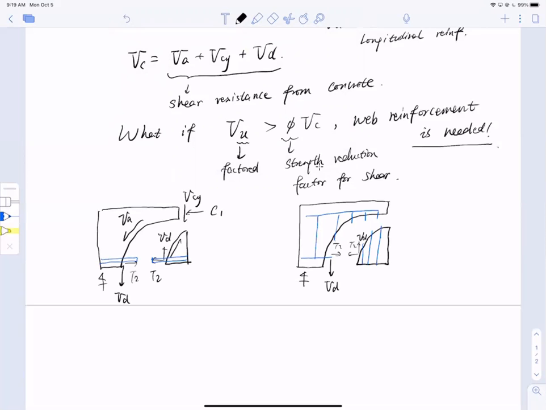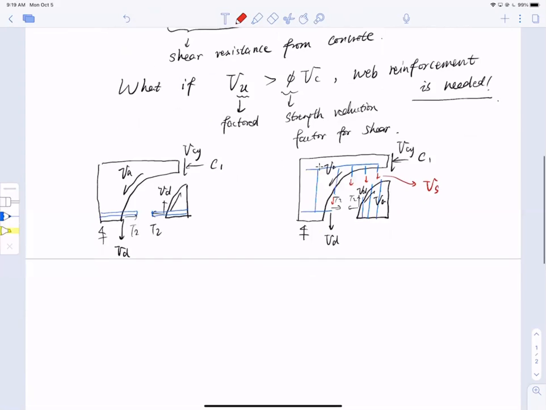Now my so-called aggregate interlock is still here, VA. Again, the compression is there as well, and shear VCY is still there as well. What's new is this reinforcement here, these arrows, which provide VS. That is shear from the web reinforcement.